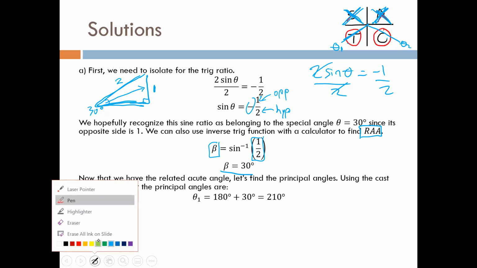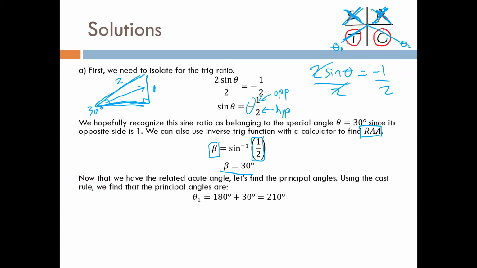So to find my principal angles, I'm simply going to be adding on the related acute angle to 180 degrees to figure out what the first principal angle is. And then for the second principal angle, in the fourth quadrant, I'm going to be subtracting off the related acute angle from 360 degrees. So hopefully that makes sense so far.